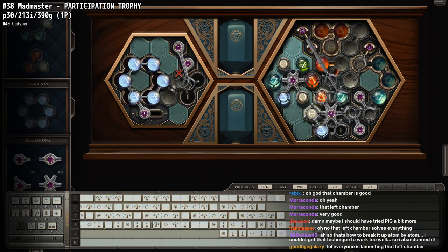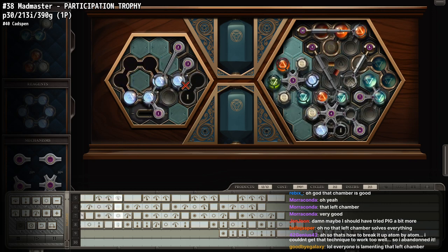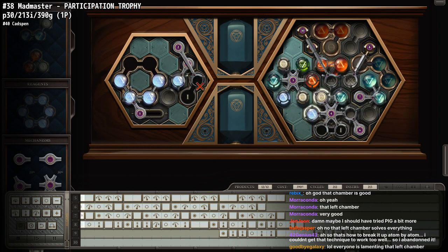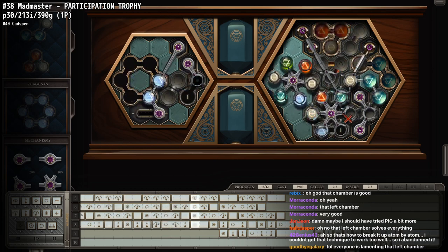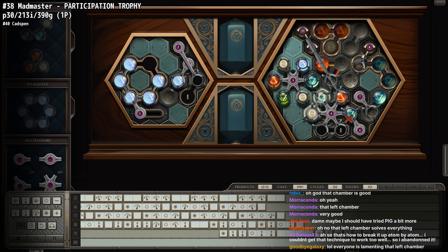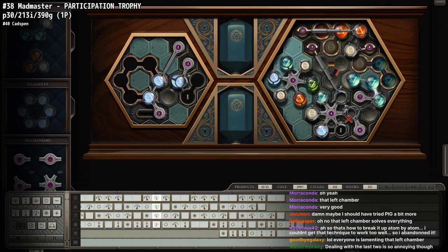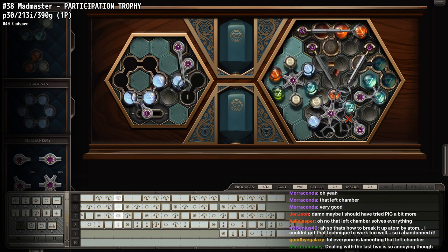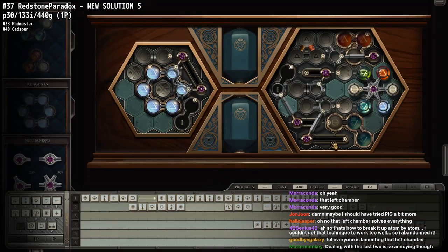And yeah, there's this interesting conditional on the last one where it's atom by atom, but then on the last cycle, it grabs this and has a two atom pair. The left chamber, yeah.